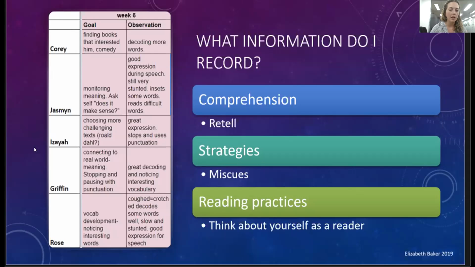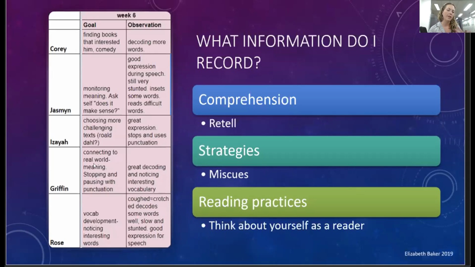I'll just tell you a few of the examples that I have here on some of the things that I've recorded for these students. So for Griffin, for example, my observation here, things that he was doing really well, was I noticed he was decoding really well. And that was a goal that he'd worked on from the previous week. So I'd been able to then write that in my observation, and that he noticed really interesting vocabulary. And this was another really big goal for him. So he'd been writing those down as he'd been reading on a Post-it note.